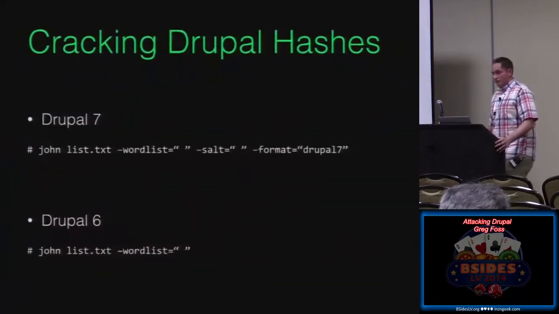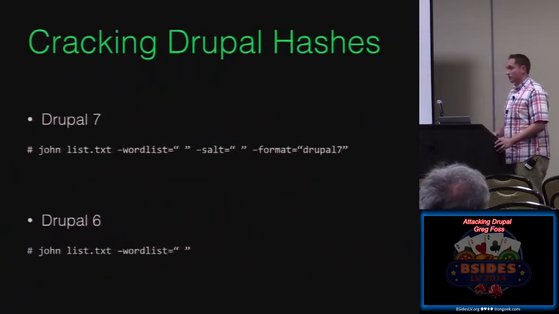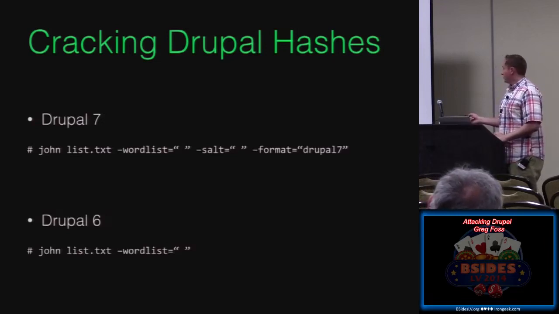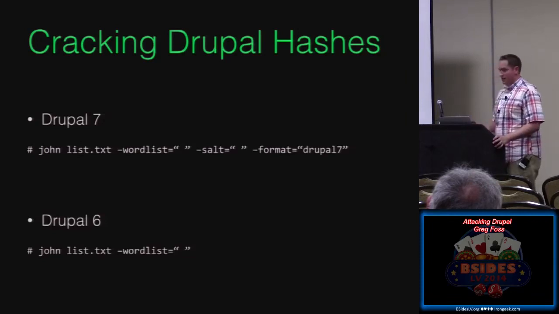So once we get those password hashes, how do we crack them? John the Ripper still works great. It's an awesome tool for this. It has a built-in permutation for Drupal 7. All we need to supply is the salt, and it will still crack password hashes even without the salt. It's just a lot faster if you have the salt. And Drupal 6 is just straight MD5, so super easy to crack.